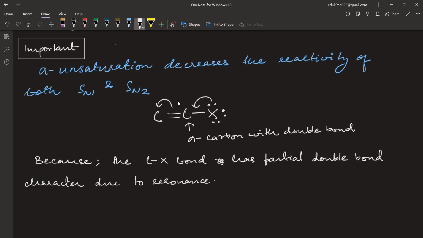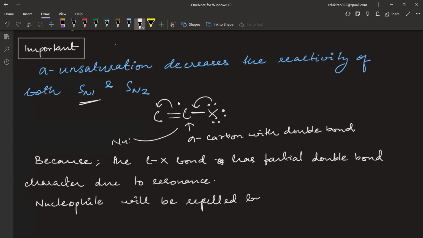That means what will happen? This CX bond is tough to break. This bond will not break and it will not show SN1. And what is going to happen if the nucleophile attacks? Now, the nucleophile can directly attack, but the nucleophile will be repelled by the pi bond. So both of the things cannot happen. Neither SN1 can happen nor SN2 can happen.